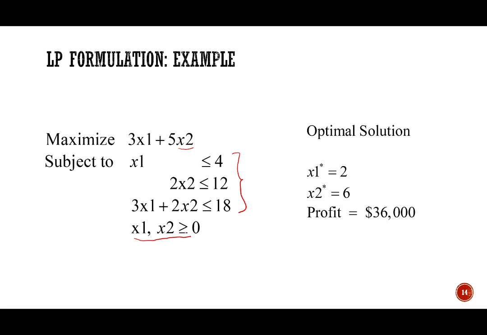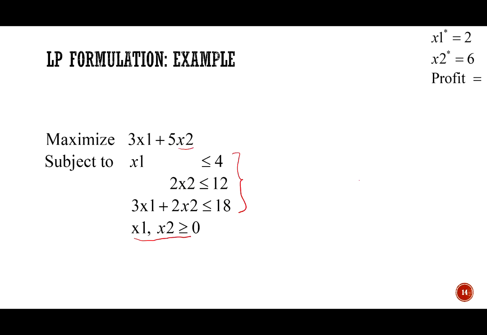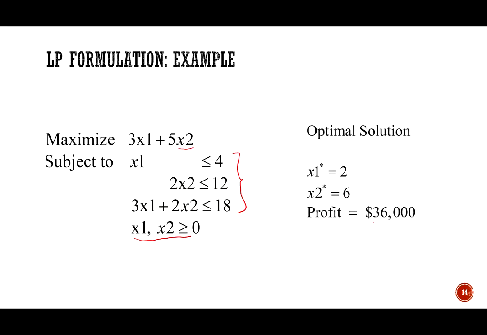Now, we want to find the best solution. What is the best combination of products that we can produce in order to maximize the profit such that we meet these requirements? So if we solve it, we realize that the best solution is to produce 2 batches of doors and 6 batches of windows. And in that case, we make $36,000.